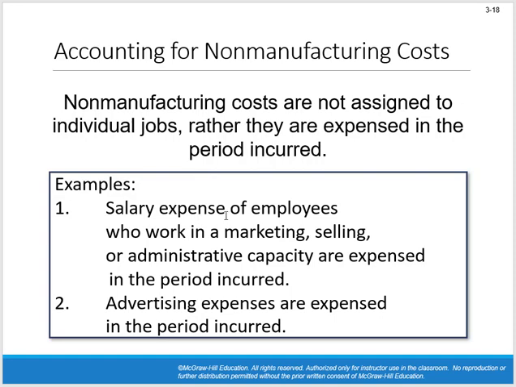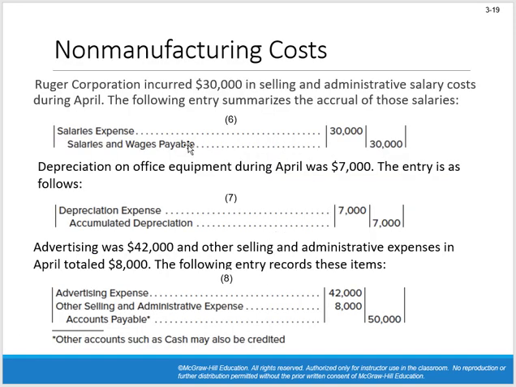So the salary expense of employees working in marketing, selling, or admin capacity get expensed during the period. And then advertising expenses just get expensed during that period. So they'll show us what that should look like. And this probably looks a little more like traditional financial accounting that you're used to.